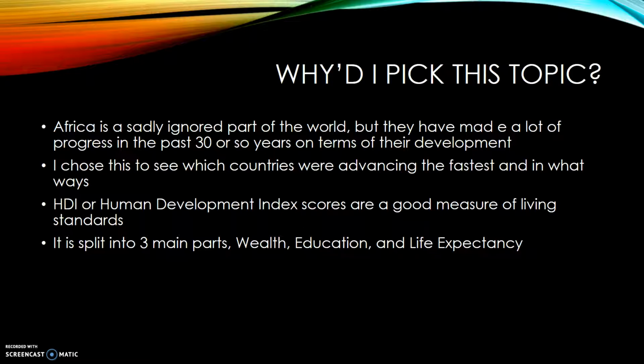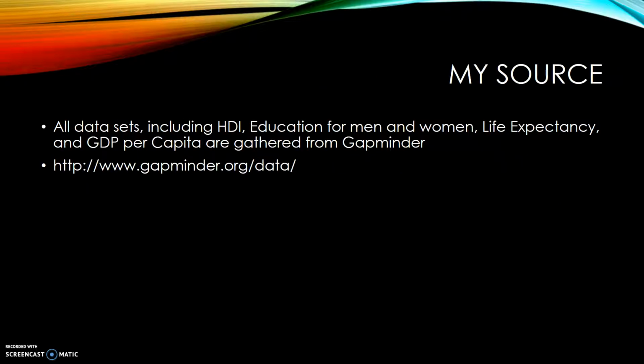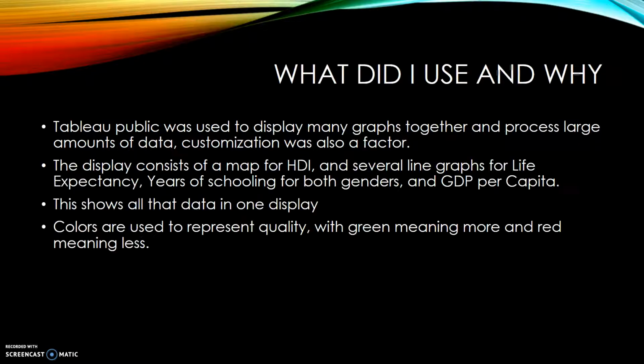HDI, or Human Development Index scores, are a good measure of living standards. It's split into three main parts: wealth, education, and life expectancy. And as for my source, all the data sets, including HDI, education for men and women, life expectancy, and the GDP per capita, are all gathered from Gapminder.